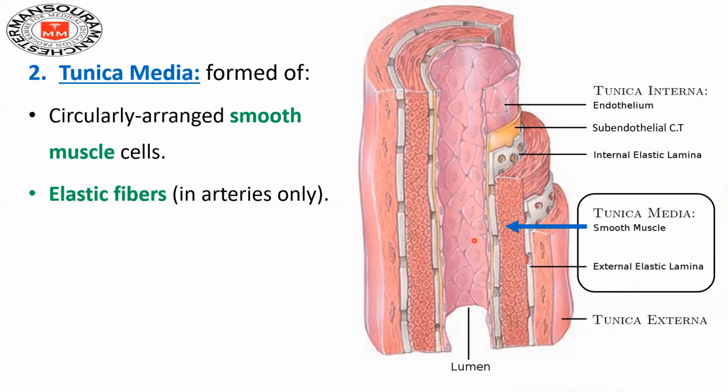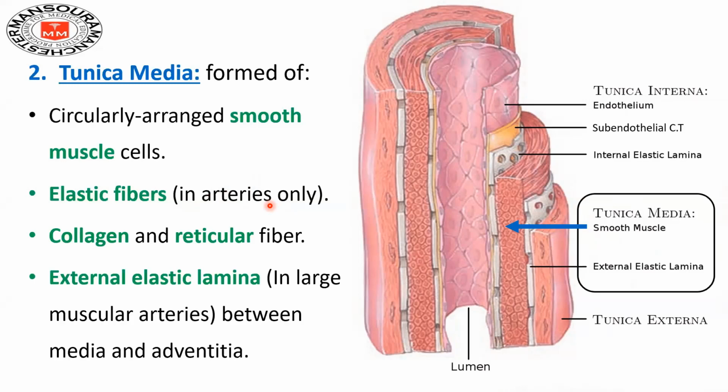So again, tunica media is mainly formed of smooth muscle fibers together with some elastic fibers in arteries only. Also, in addition, we have another 2 types of connective tissue fibers, collagen and reticular fibers. And in addition, we have external elastic lamina only present in arteries. External elastic lamina present mainly in large muscular arteries, and it is a separator between media and adventitia.